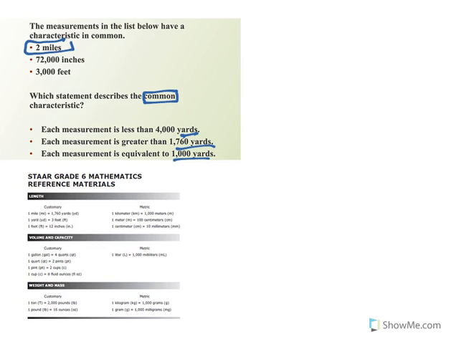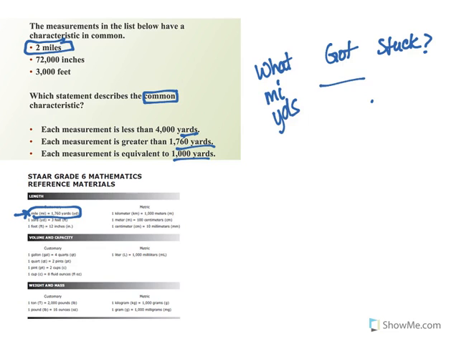All right, let's start with the first one, 2 miles. I need to turn the miles into yards. As you can see here, I'm going to be using this information. Let's do our what got stuck method. What got stuck? For the first one, I'm comparing miles to yards. What information do I have? Well, it tells me here that 1 mile is 1,760 yards. Where are you stuck? Well, I'm stuck because in the problem, I don't have 1 mile. I have 2 miles. I need to know how many yards that is.